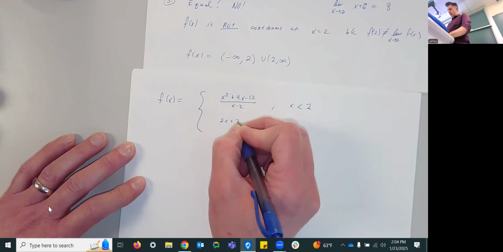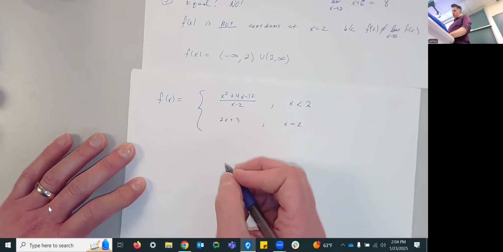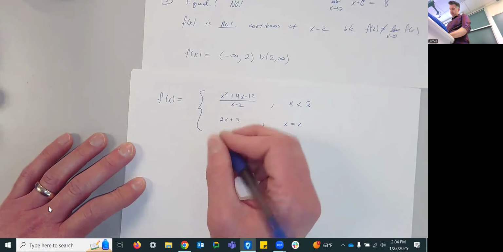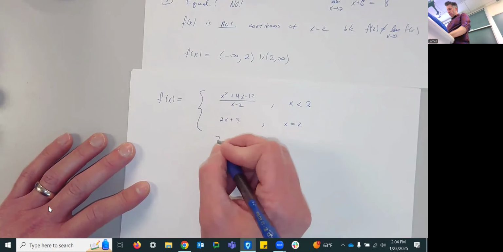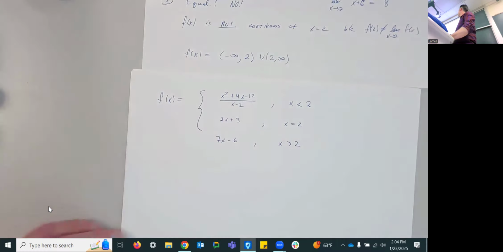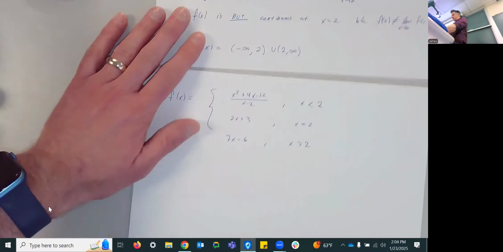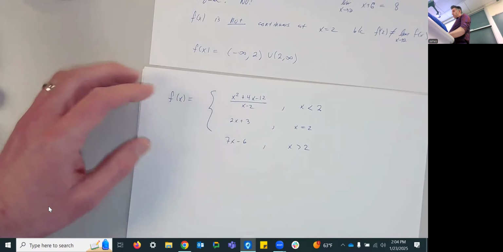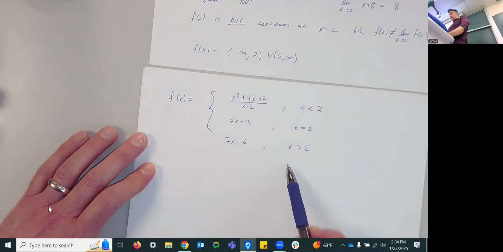2x plus 3 when x is equal to 2. And then, I don't know, let's make it fun: 7x minus 6 when x is bigger than 2. So one of the differences between this one and the previous one is this one is defined to be different pieces on the left side of 2 versus the right side of 2.